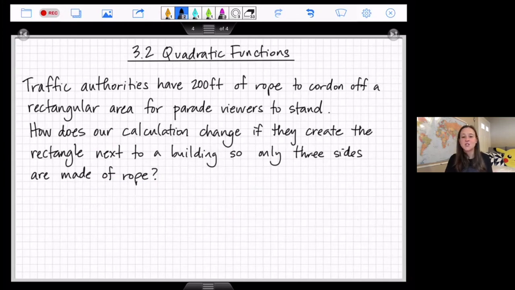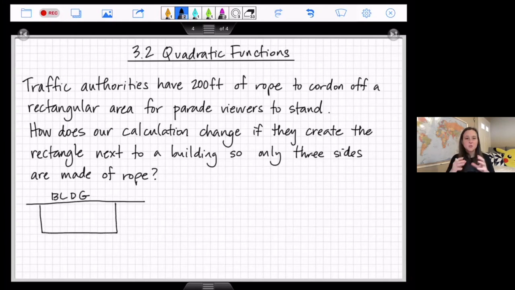So how does our calculation change if they create the rectangle next to a building so they only need to build 3 sides out of the rope? Okay, so same situation, except there's this building here. And my enclosure only needs 3 sides to be built using the rope. So we're still going to have a width of X, and we're going to have this height of Y. Right? So our area is still going to be XY, but our perimeter equation is going to change because instead of needing to build 2 X's and 2 Y's, I only need 1 X and 2 Y's. So I'm going to have X plus 2Y equals 200.